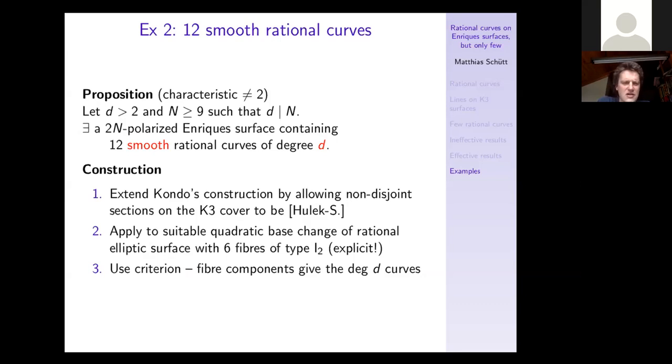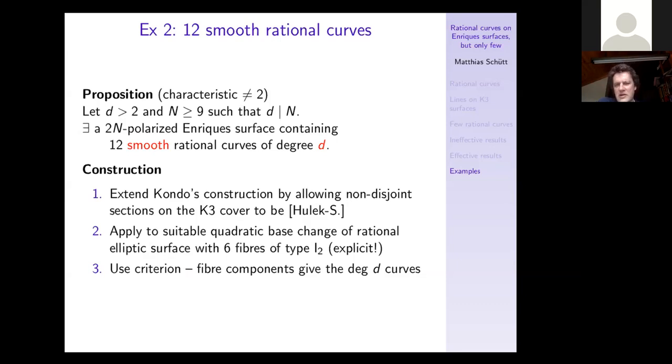So this is again a closed condition. And then we can make this all explicit. You start with a rational elliptic surface with 6 fibers of type I_2, and here comes characteristic into the game, because by the classification of rational elliptic surfaces, these have Mordell-Weil group with full 2-torsion. So in characteristic 2, this cannot exist.